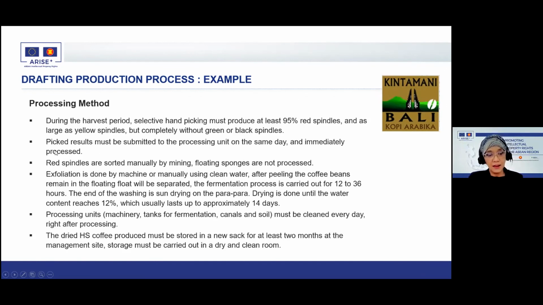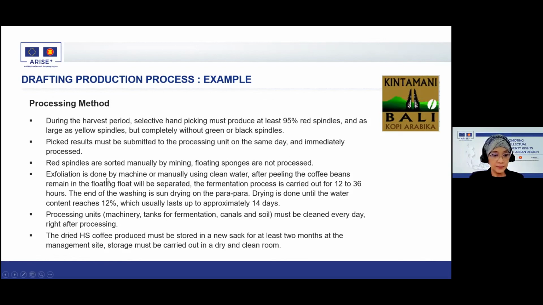Processing method. During the harvest period, selective hand picking must produce at least 95% red cherries and as large as yellow cherries, but completely without green or black cherries. Picked results must be submitted to the processing unit on the same day and immediately processed. Red cherries are sorted manually by mining. Floating cherries are not processed.